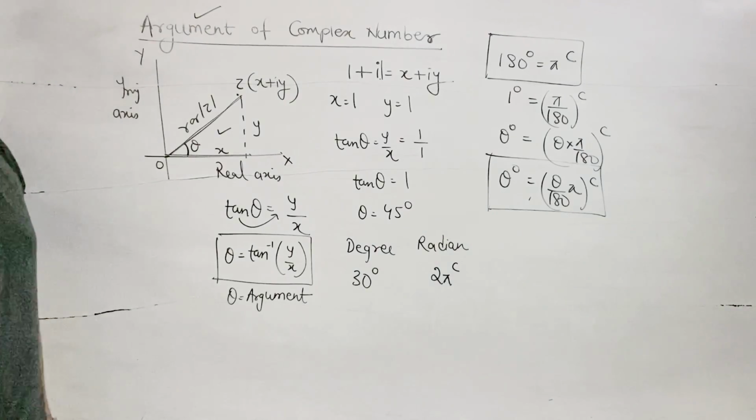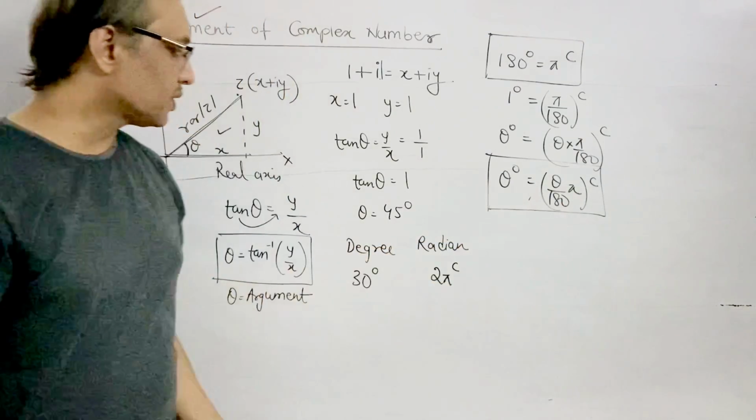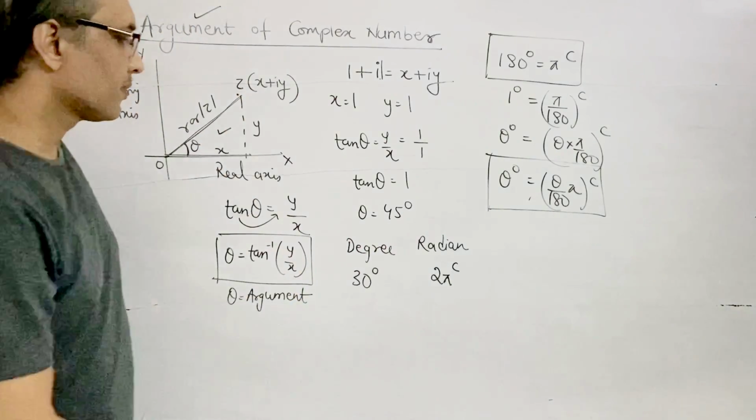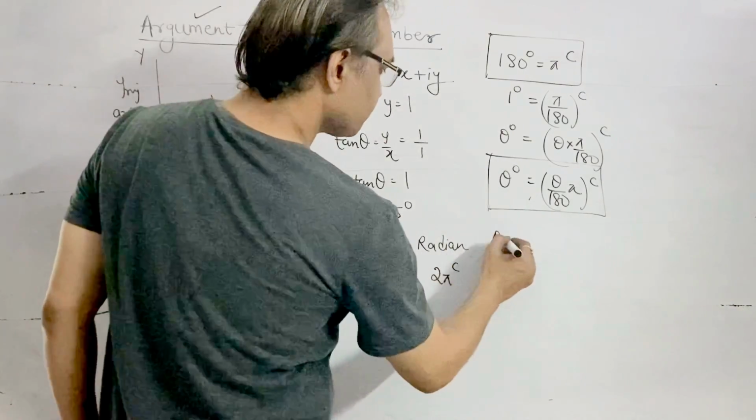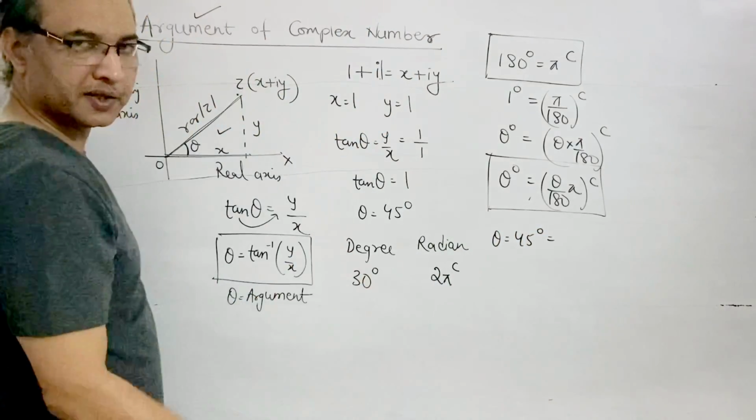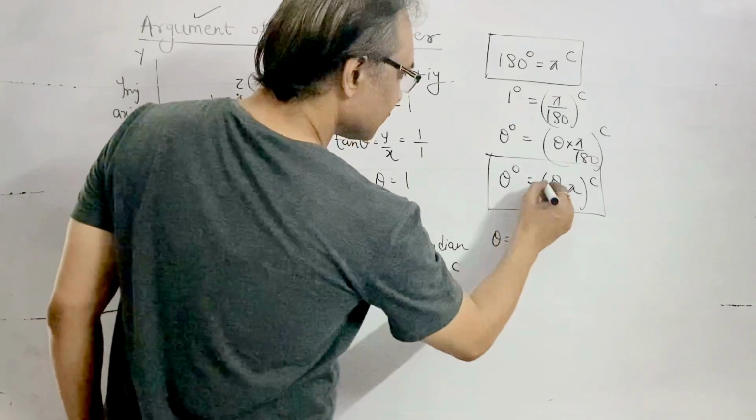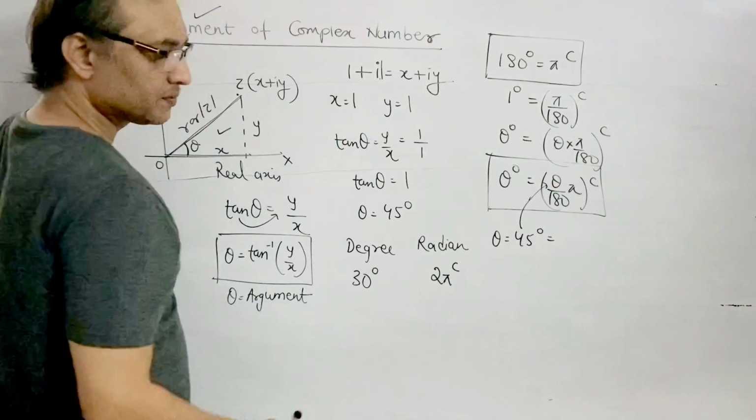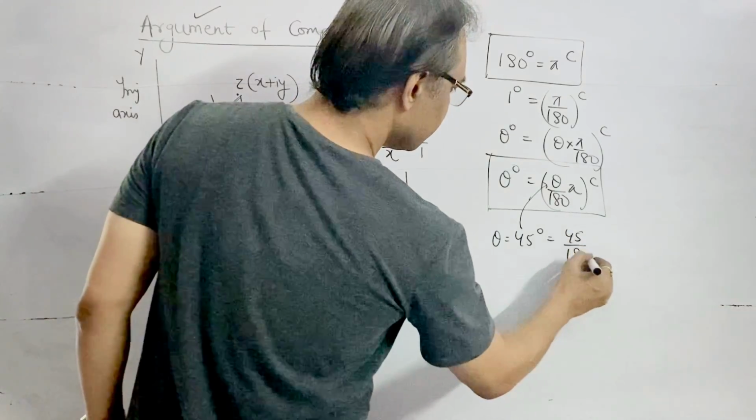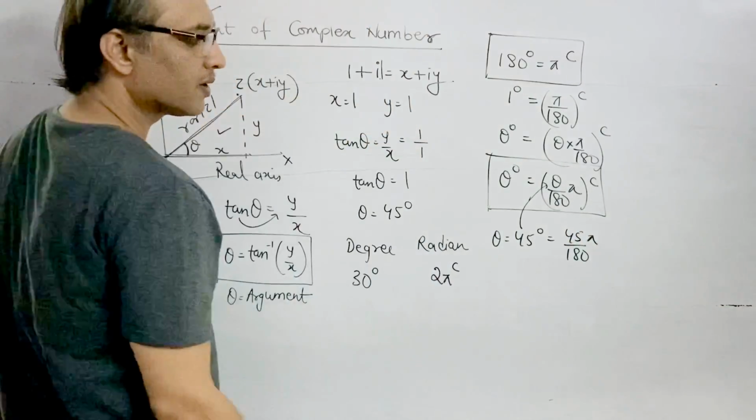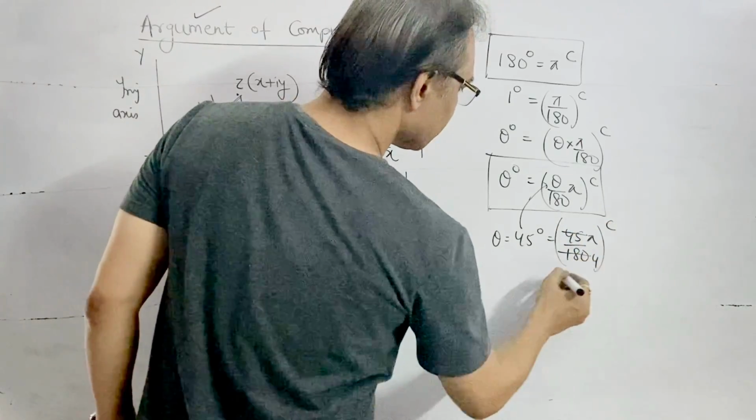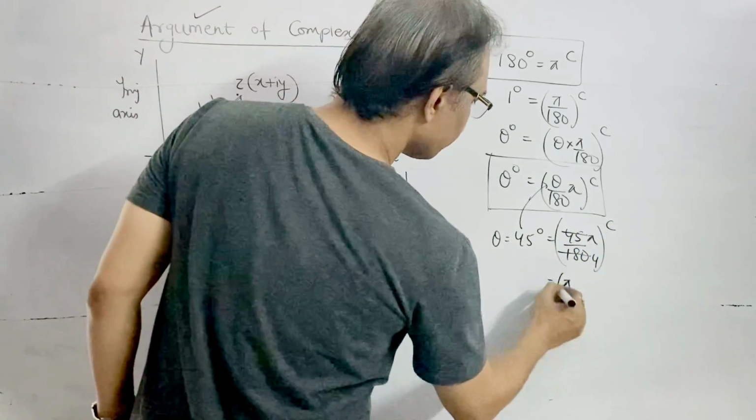Now we'll use this formula to convert this value 45 degree into radian. The value of theta which we got was 45 degree. Now I have to convert this 45 degree to radian. So in place of this theta, I will substitute 45. So this becomes 45 upon 180 into pi radian. 45 fours are 180. So this is pi by 4 radian.